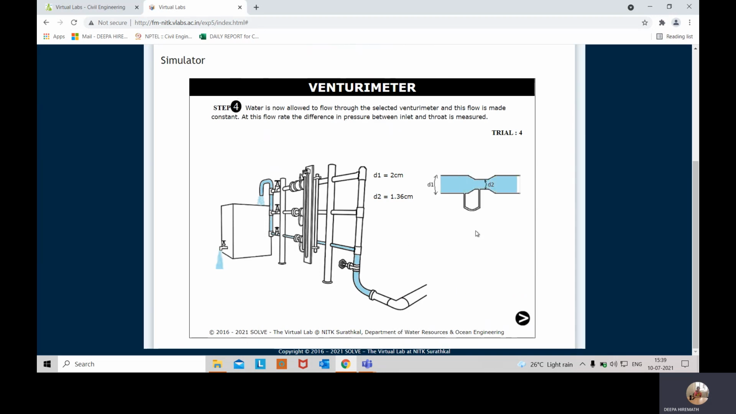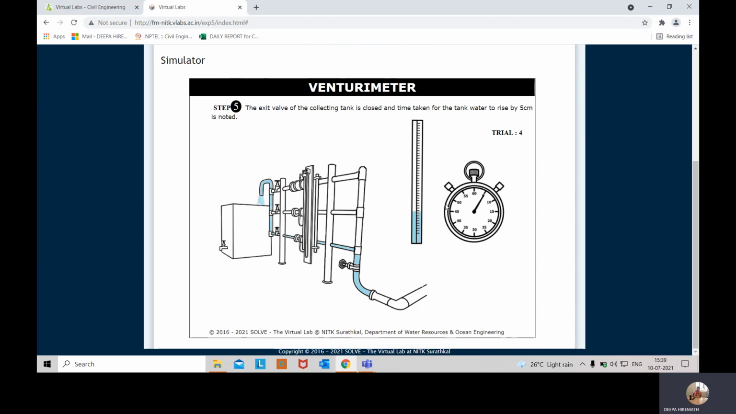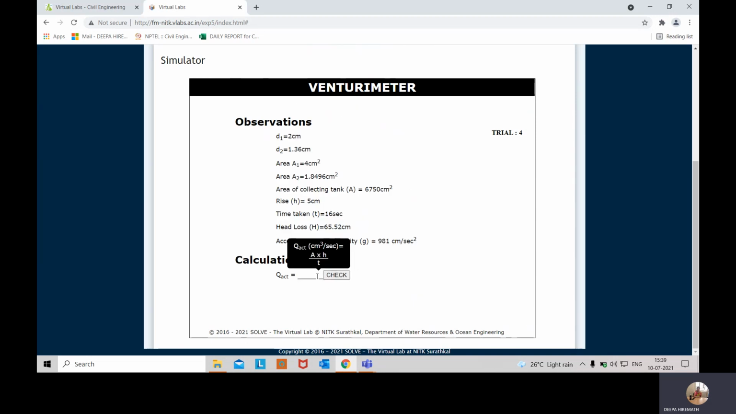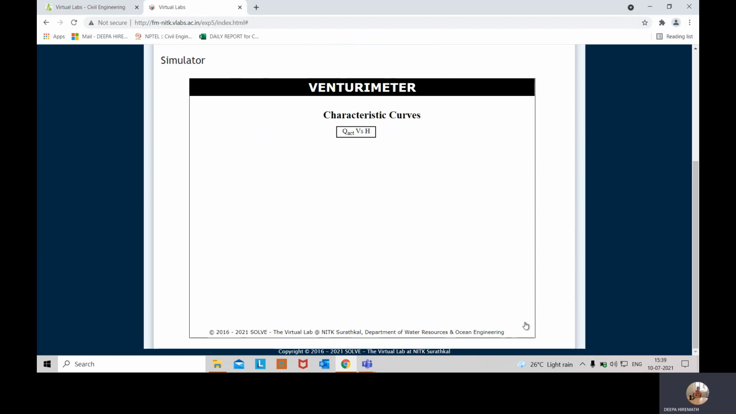Then we are allowing the water to flow in the venturimeter. Then I'm closing the exit valve and recording the time taken for the water to fill a 5 centimeter height. It was found to be 49 seconds. Then I'm going to take the value of Q actual, which was 688.78, and Q theoretical was 747.9137. The coefficient of discharge was found to be 0.92.